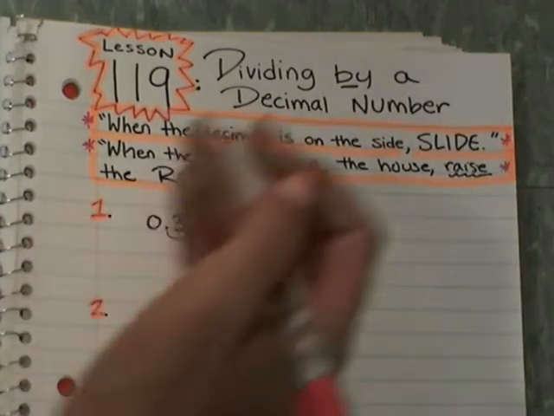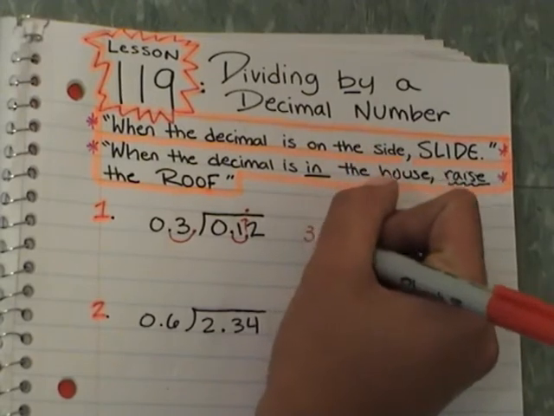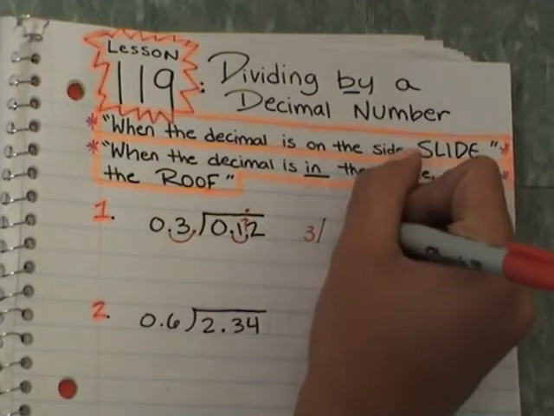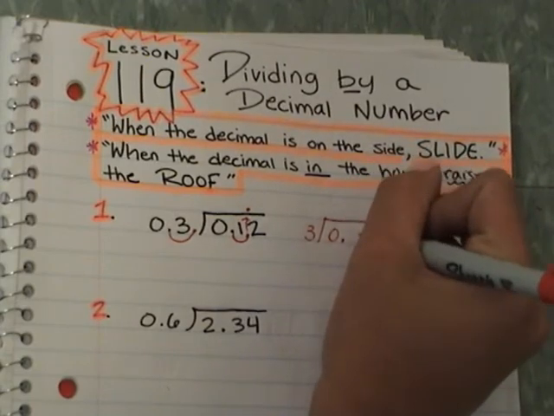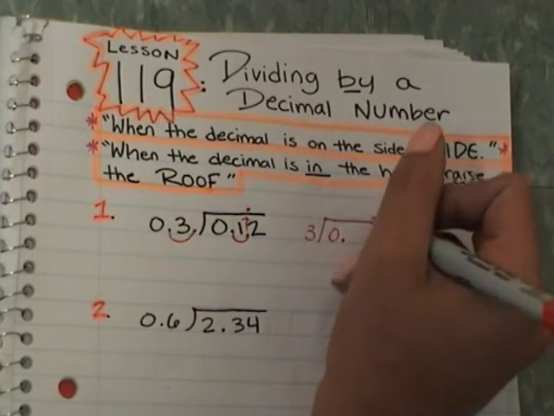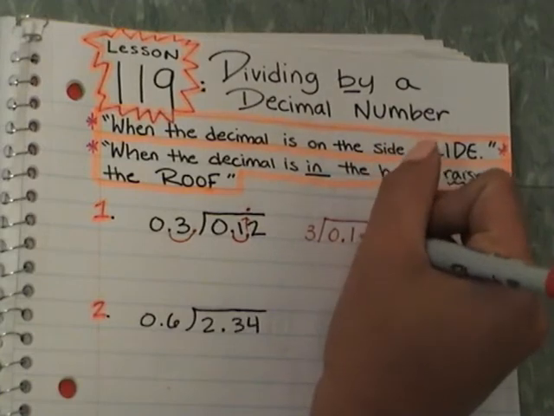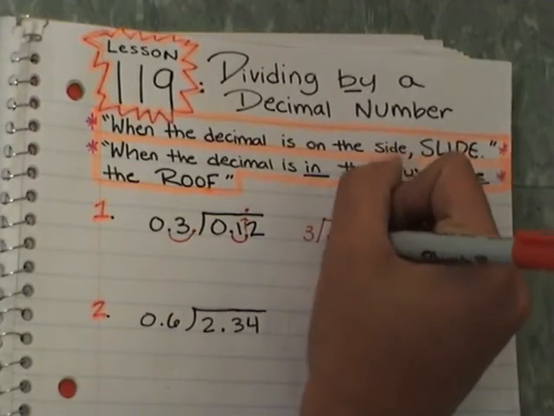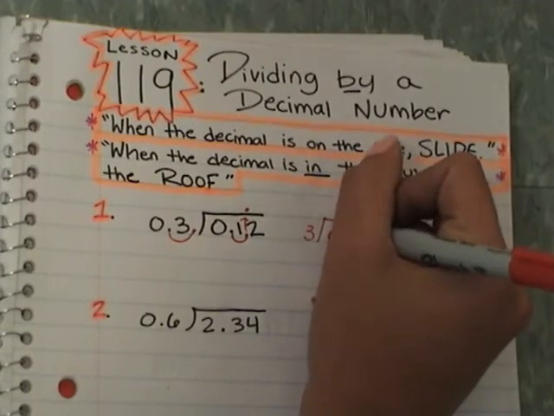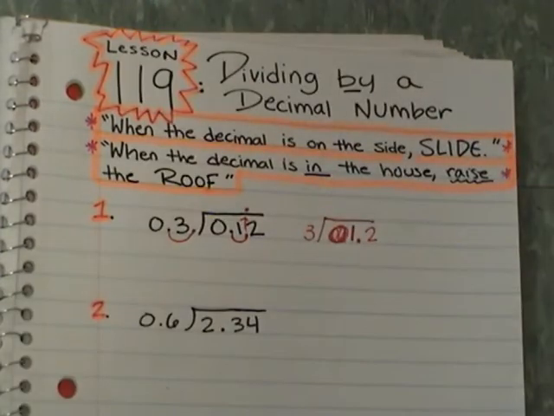So now if I rewrite this, I have 3 going into 1.2. Sorry, my bad. So as you move that decimal, how many times does 3 go into 1.2?